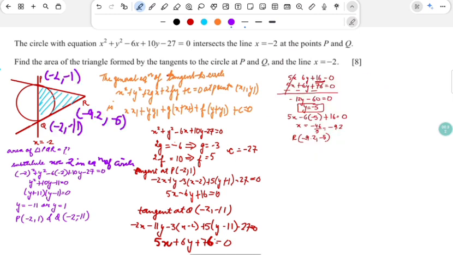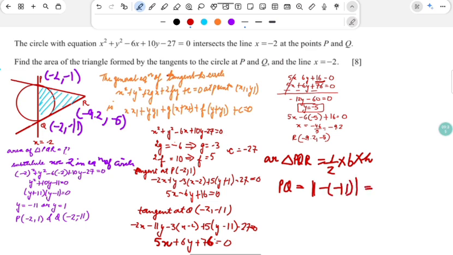So now I can find the area of triangle PQR. The area of triangle PQR is equal to half into base into height. Now I know that base will be PQ, that is the distance between points (−2, 1) and (−2, −11). That is 1 − (−11), which will be nothing but 12 units.